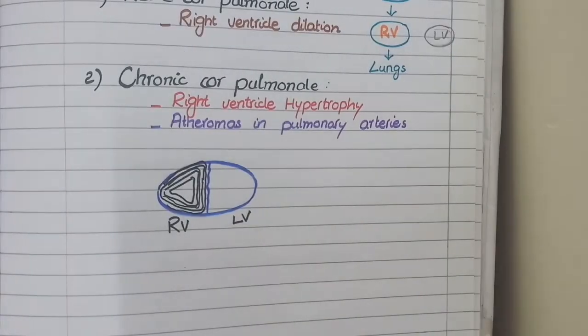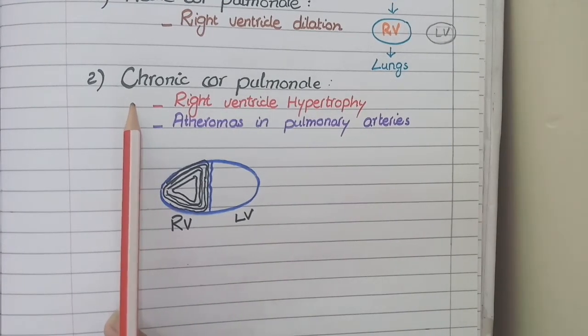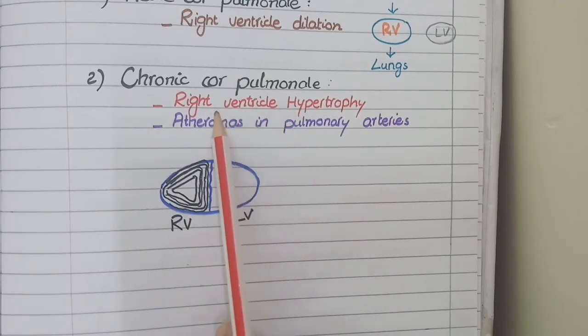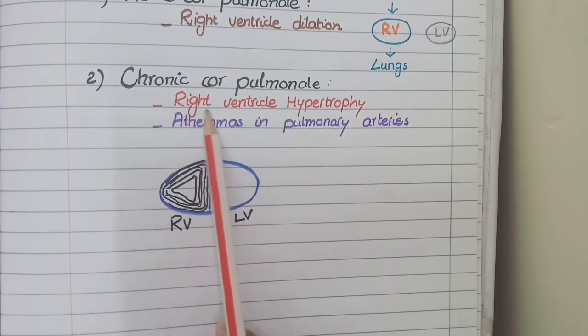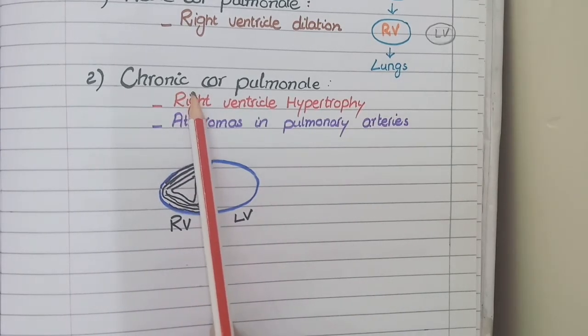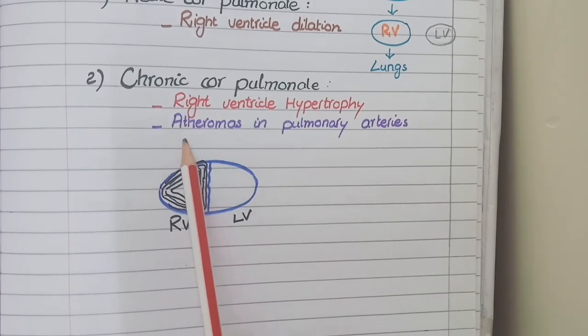Now if the development of pulmonary hypertension is chronic in onset, then the right ventricle will have time to undergo thickening of its walls, which is called right ventricular hypertrophy. So in chronic cases of pulmonary hypertension, you can see right ventricular hypertrophy. And as increased pressure in pulmonary circulation will cause atherosclerosis in pulmonary arteries, on gross specimen you will also see atheromas in the pulmonary artery. So overall in chronic cor pulmonale, which is heart failure caused by pulmonary hypertension, you can see right ventricular hypertrophy and atheromas in the pulmonary artery.